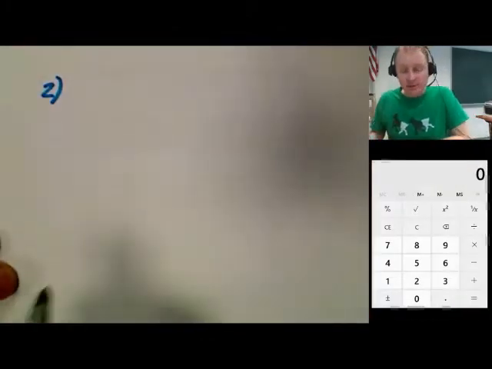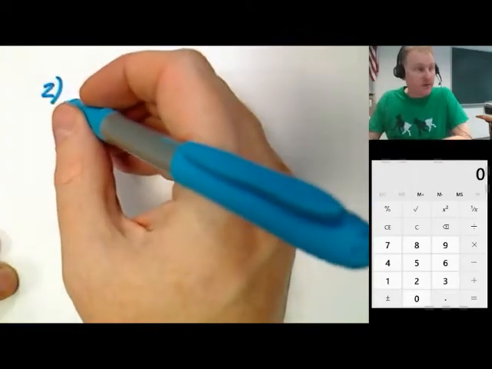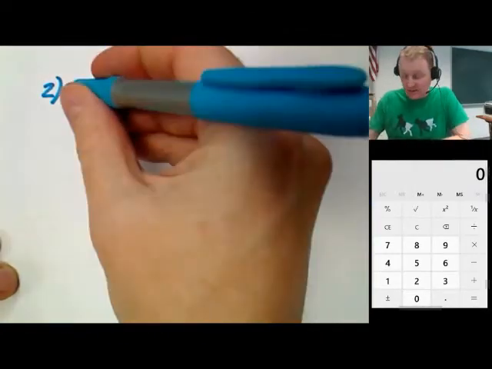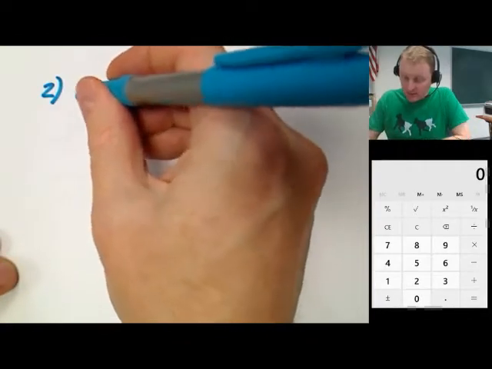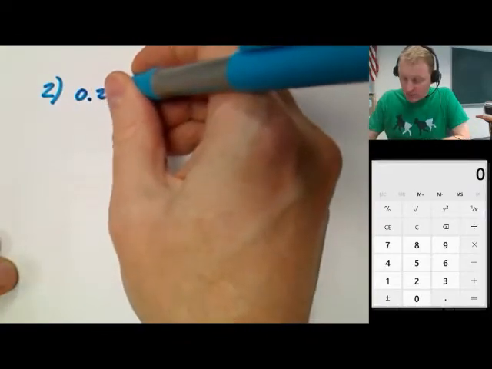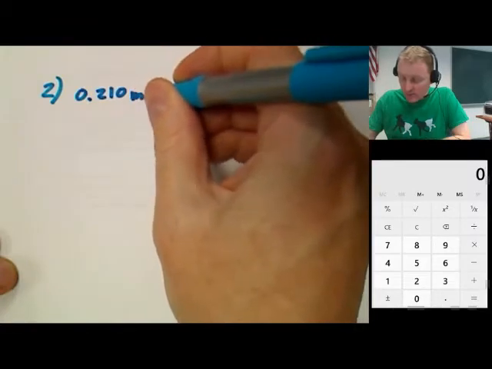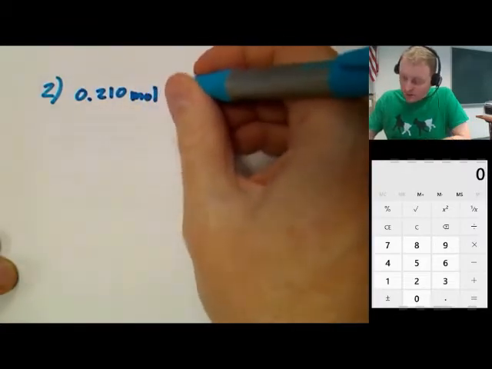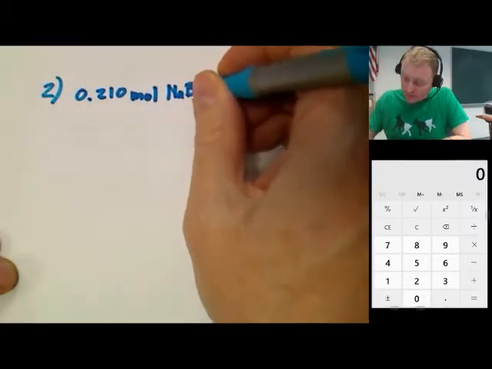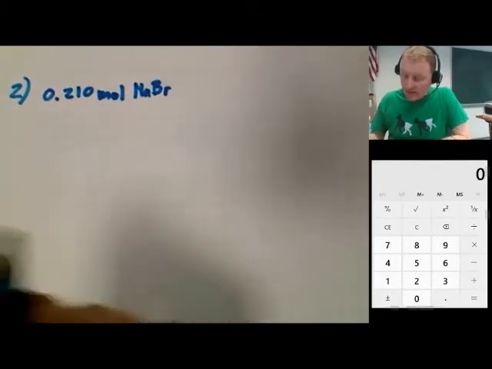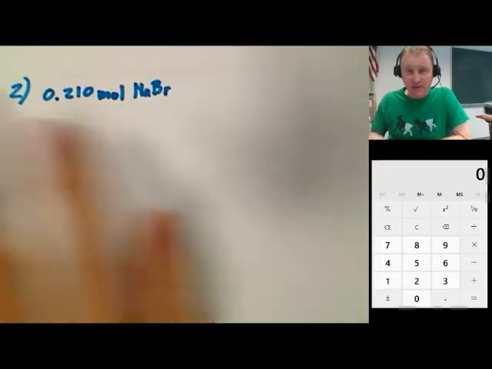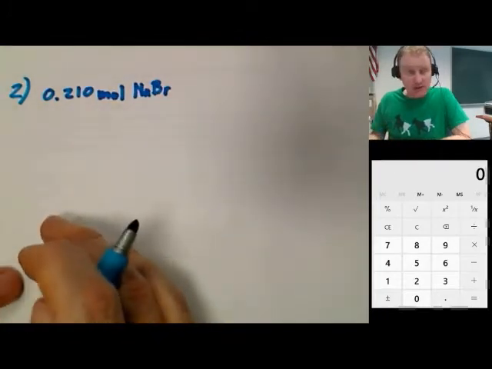Okay, let's look at number 2. So number 2 is 0.210 moles of sodium bromide, and I need to convert these moles into mass because percent composition is by mass.